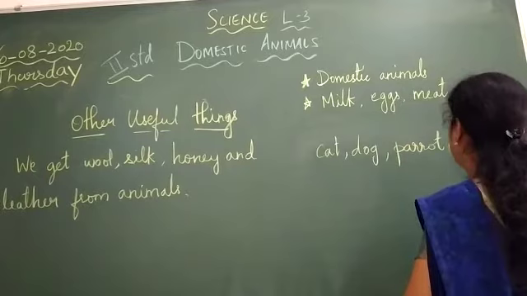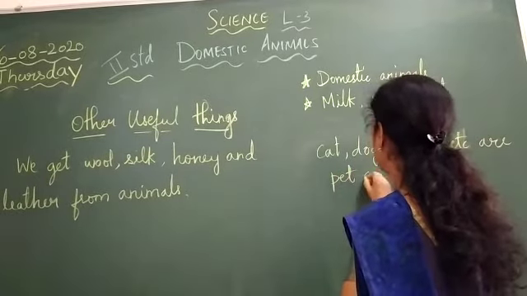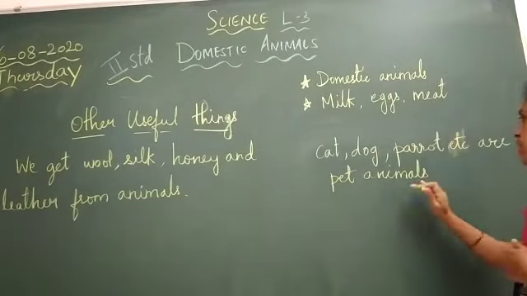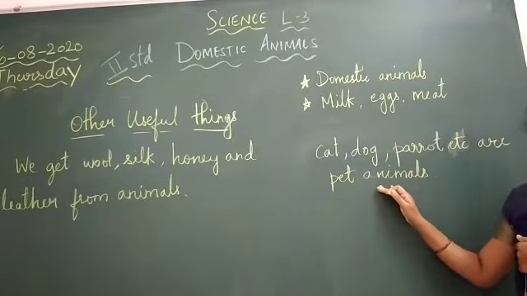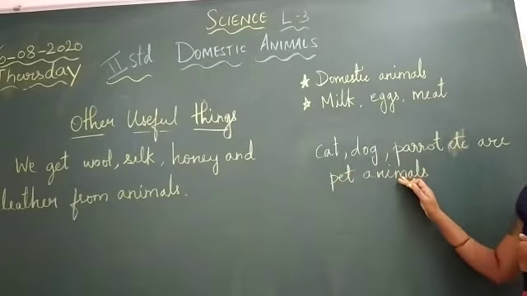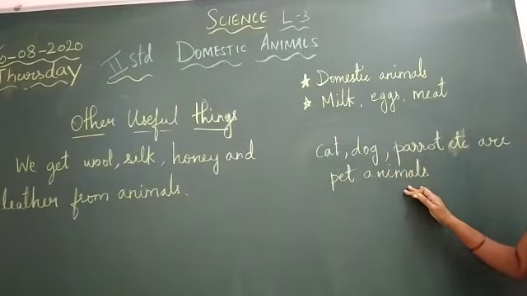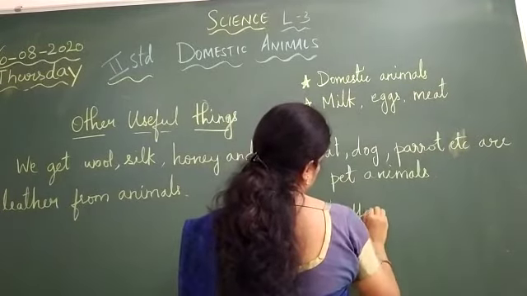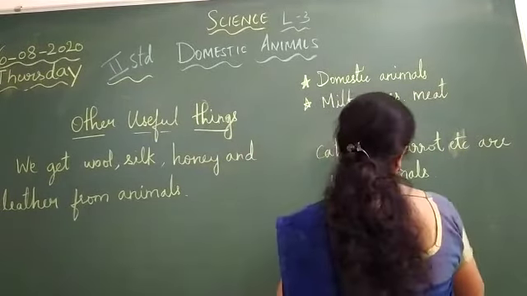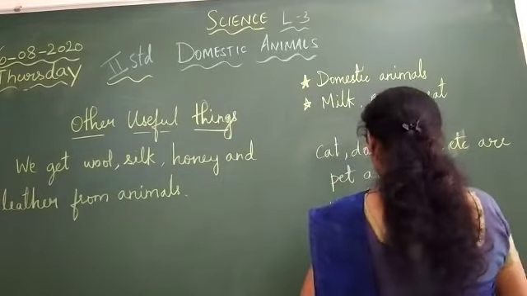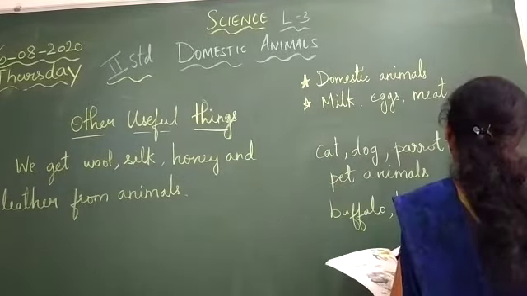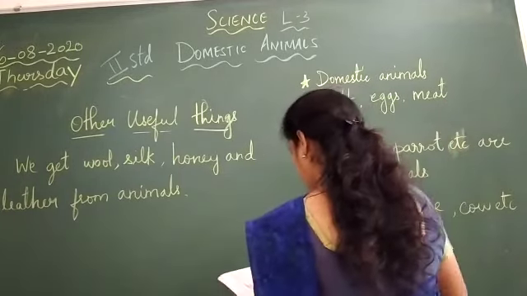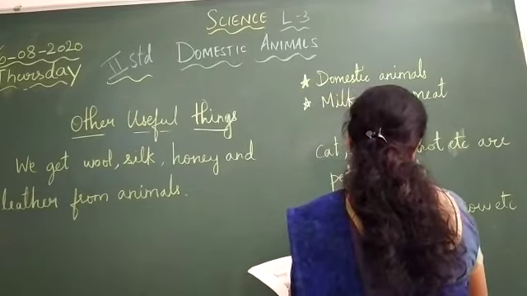These are pet animals, isn't it? We take care of these animals at home and we feed them also. So these are called pet animals. And then animals like buffalo, horse, cow, etc. are kept at farms.